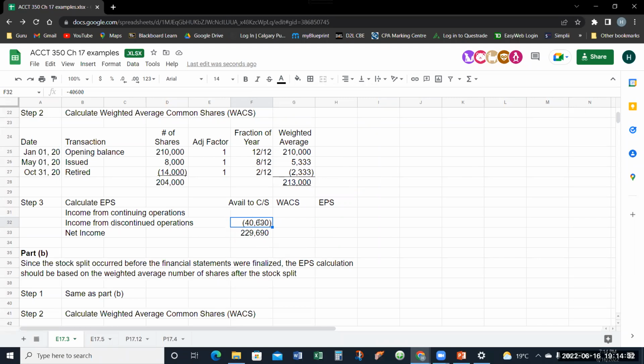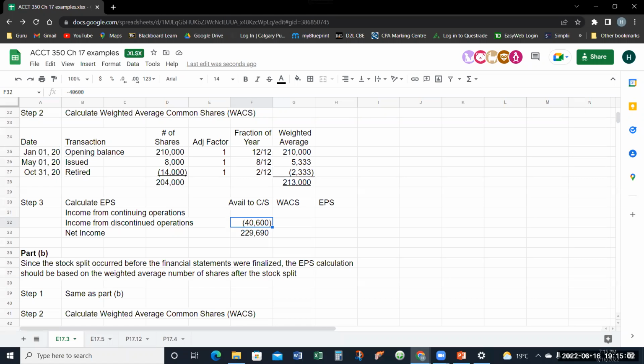So I'm going to let you think a little bit. What should this number be? What's my income from continuing operations? Mehek, the adjustment factor is 1, so anything multiplied by 1 is itself. If you don't have any stock splits or stock dividends, your adjustment factor is 1. If you have stock splits or stock dividends, then your adjustment factor will be some other number.